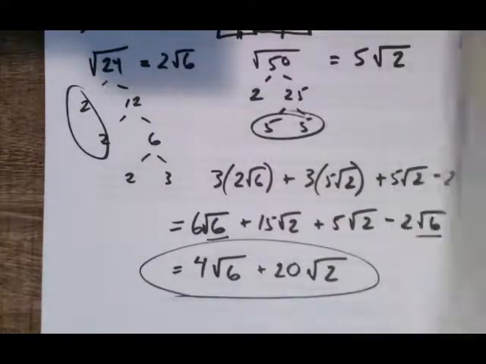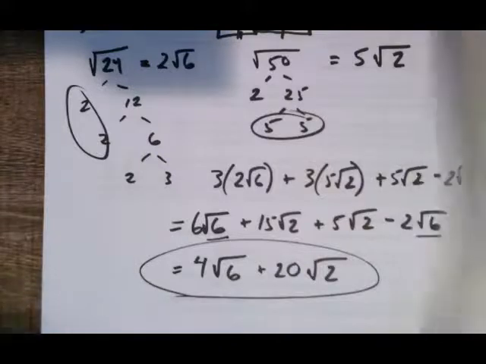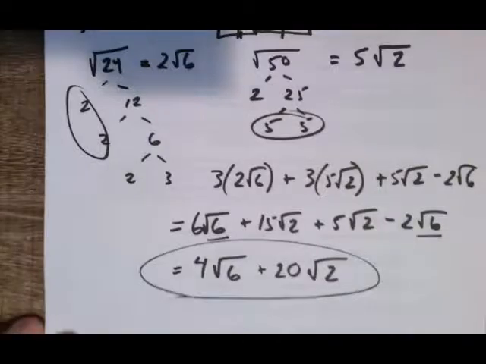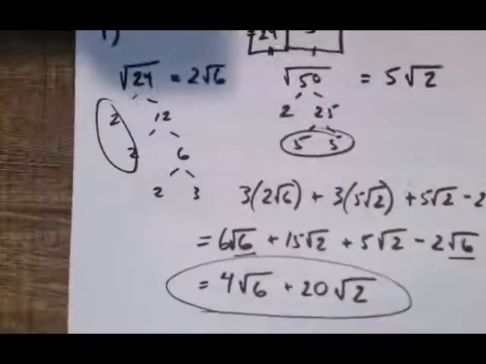Just double check my answer. 4 root 6, 20 root 2. Yeah, it has it in a different order. It's got the 20 first. It doesn't matter at all. 3 plus 1 is the same as 1 plus 3. Okay, that's number 9. It's a great question. It's a fun question.